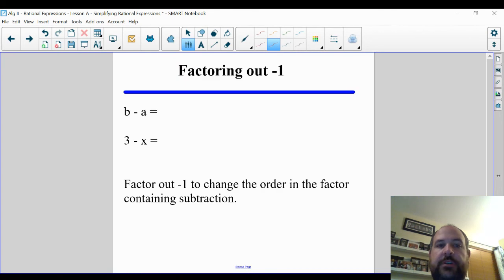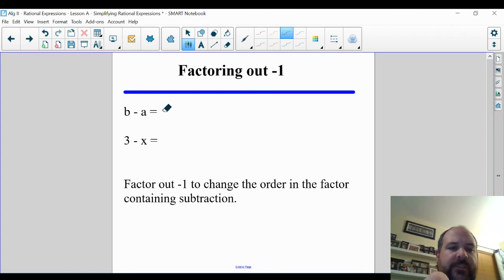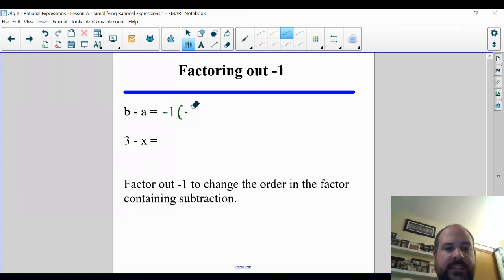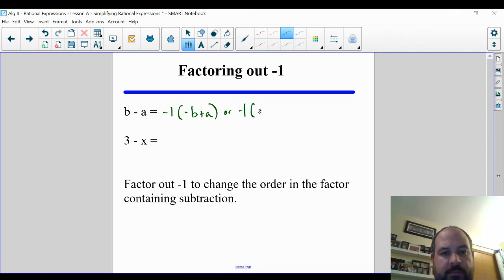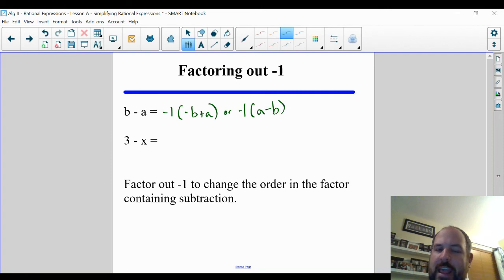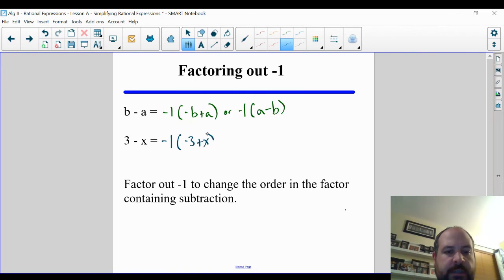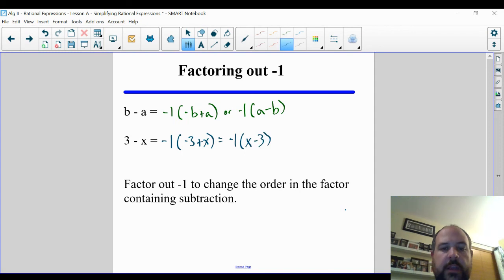Well, what we're going to do is we're actually going to factor out negative 1. Because when I write b minus a, if I factor out negative 1, that really is the same as negative b plus a, or negative 1 times a minus b. And in the last case, we saw that we had 2 minus x. We didn't want 2 minus x, so we wanted it the other way around. So if I were to factor negative 1 out, say 3 minus x, this becomes negative 3 plus x, which in turn we would rewrite as x minus 3. So what we're going to do is factor out negative 1 to change the order.